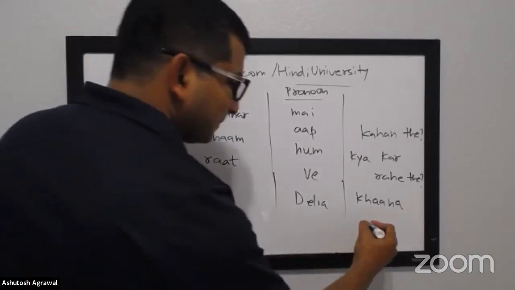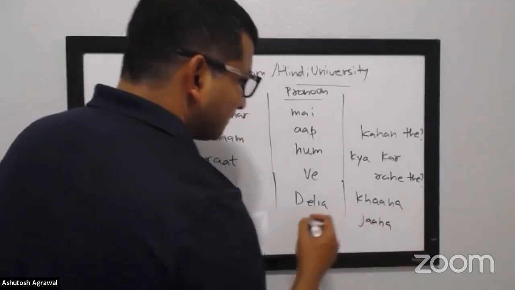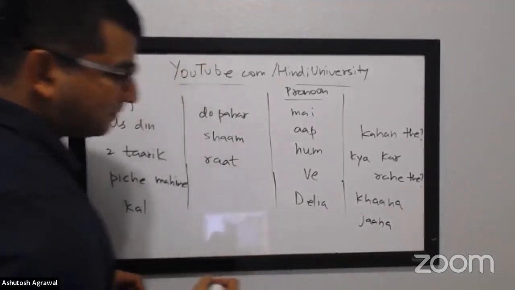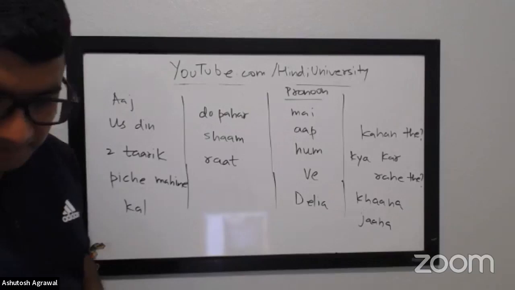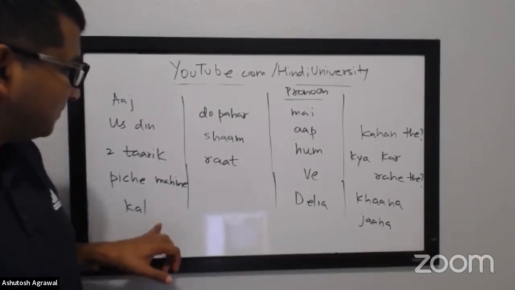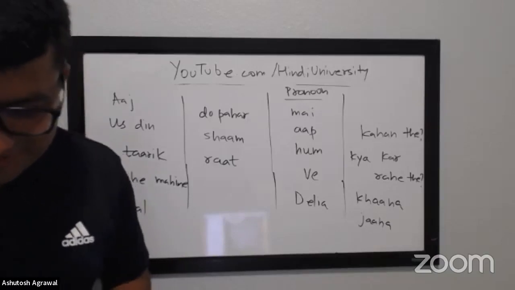So, Kal. I don't use these though. I just use Kal. कल मैं Paris जाऊंगा. Beautiful. Your turn.